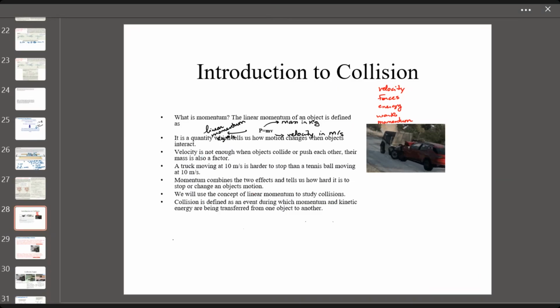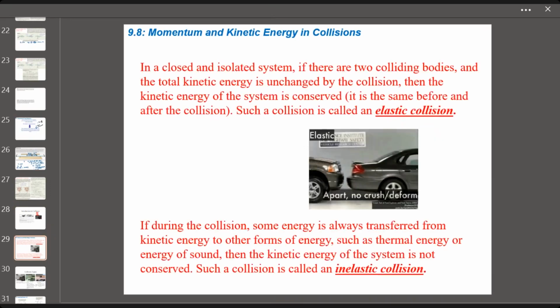So for example, if I have a truck moving at 10 meters per second, this is harder to stop than just a tennis ball that is moving at 10 meters per second. You can see the impact of the mass, how big that is. So momentum combines the two effects, the velocity and the mass, and tells us how hard it is to stop or change an object's motion. So we're gonna use the concept of linear momentum to study collisions. And a collision is usually defined as an event during which momentum and energy are being transferred from one object to the other. So let's take a look at our systems.